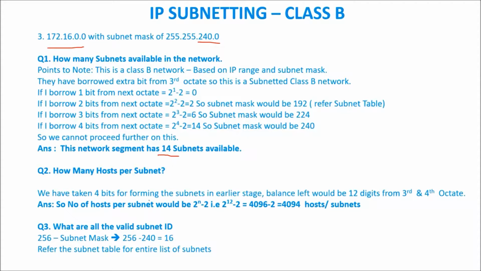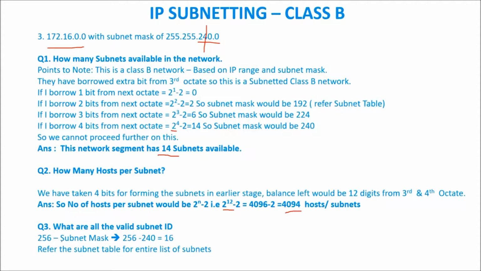Now, how many hosts I can have? I have borrowed 4 bits, right? And out of this 4 bits, you will have how much? 16. So balance minus 4 is 12. So 12 bits you have, right? 12 bits. So you can have 4094 hosts per subnet. So now earlier we saw 2 subnets only, but now it is 14 subnets. Each subnet can have approximately 4000 hosts.